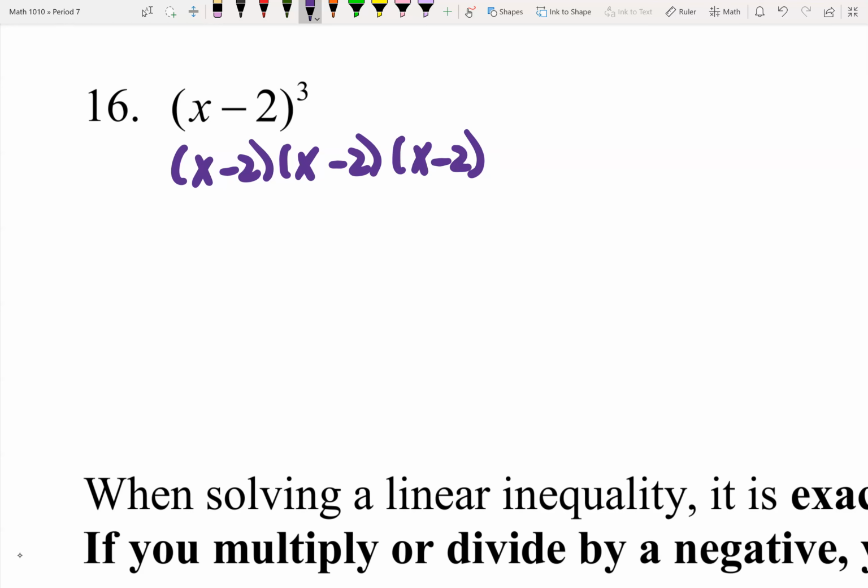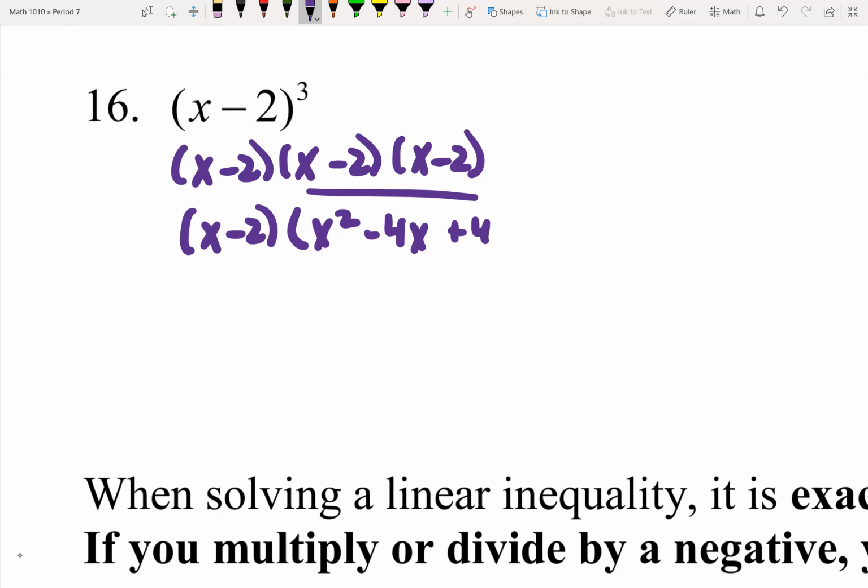Everybody in the room, tell me, what should I do now? FOIL. Which ones? It doesn't matter. I always do the back two. I don't know why. Doesn't matter. So I'm going to go x minus 2, and now I'm going to FOIL. So x times x is x to the second. Outside's a negative 2x. Inside's a negative 2x. Negative 2x, negative 2x is negative 4x. Last is a negative 2 times a negative 2 is a positive 4.